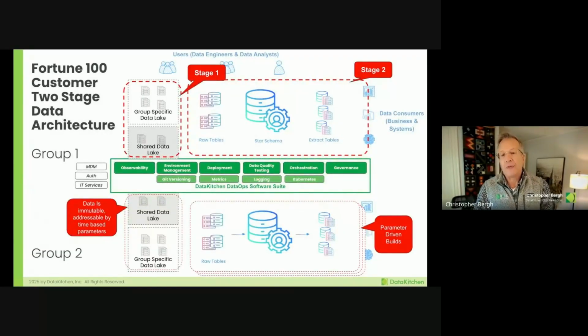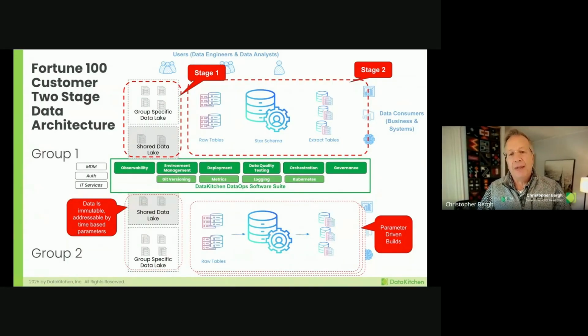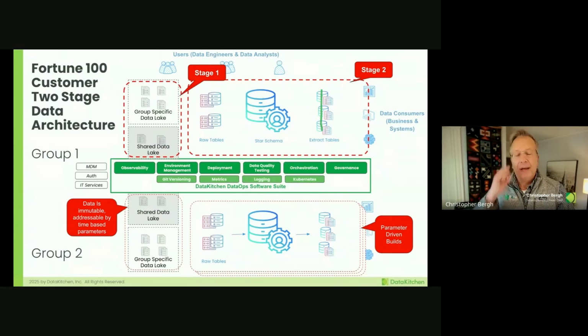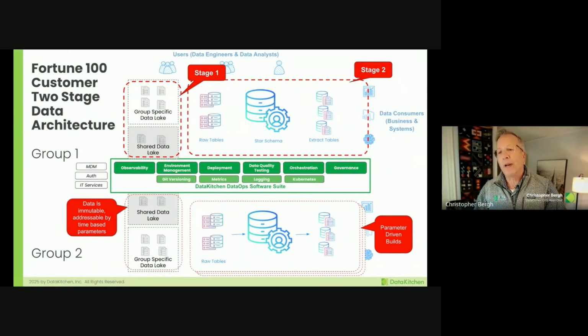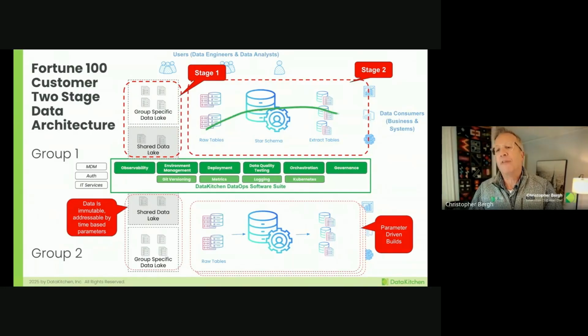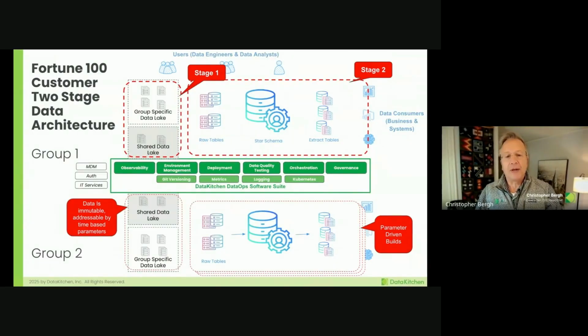In practice with one of our customers, a Fortune 100 company, it works this way. We've got our software in the middle here. If you think about this first step, there's a data lake that's shared between group one and the corporate entity. Then the two-stage basically builds a database that's got three layers: raw layers, a star schema, and then a bunch of extract tables that may back up to a Tableau report or may go out to a sales system or whatever. This is all built at once in one place, and there are multiple technologies here, some SQL, some Python, et cetera.